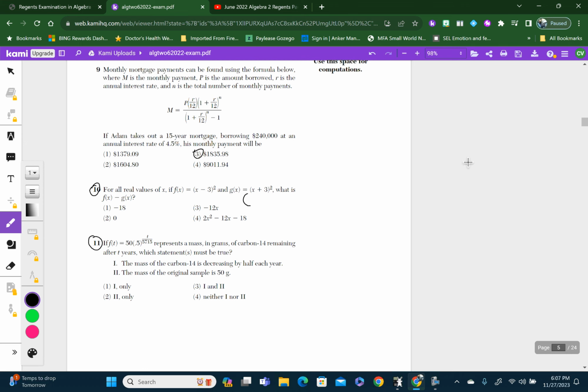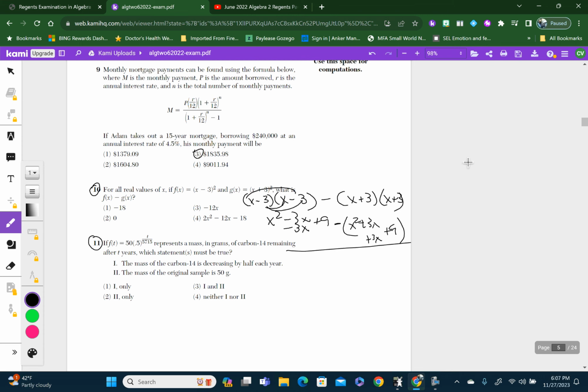So x minus 3 squared means I do x minus 3 times x minus 3. And then it says minus g of h, so minus x plus 3 squared is x plus 3 times x plus 3. So now I'm going to FOIL this, so I get x squared minus 3x minus 3x plus 9, okay? And then I put a minus sign, and this whole thing right here, when I FOIL this, I get x squared plus 3x plus 3x plus 9. And so combine these right here, so that's negative 6x plus 9 minus, and I have x squared plus 6x plus 9.